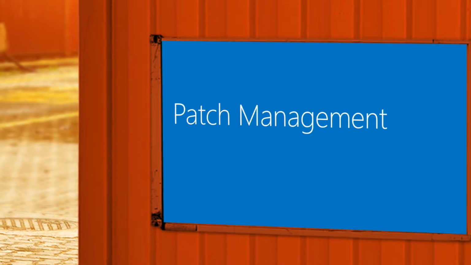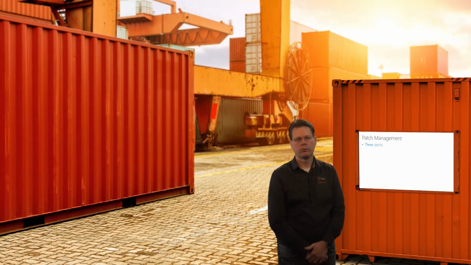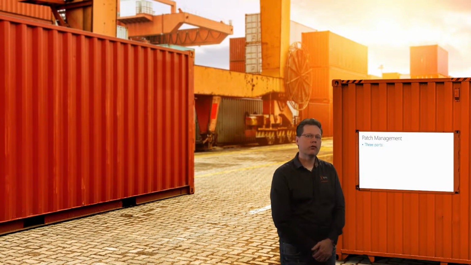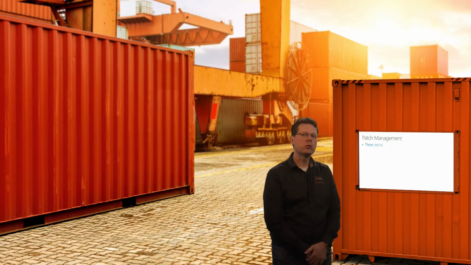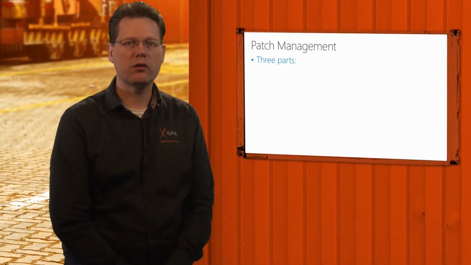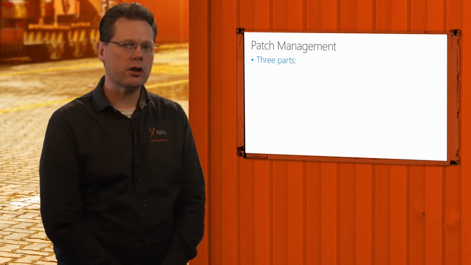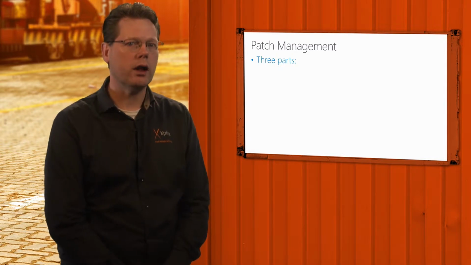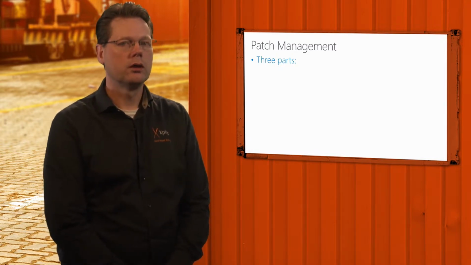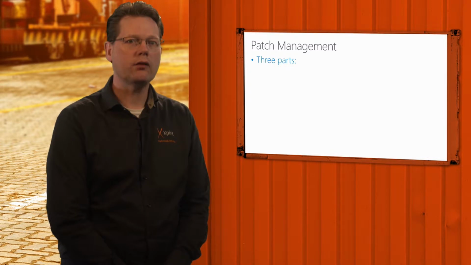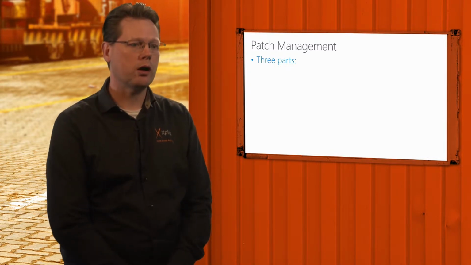Let's get started with the first cross-cutting concern, patch management. Patch management on both ACS as well as Service Fabric is more or less the same. This is because the clusters use the exact same infrastructure called Azure Scale Sets. Azure Scale Sets are used to easily scale up and down the nodes in the cluster. With patch management, we need to have a look at three different parts.